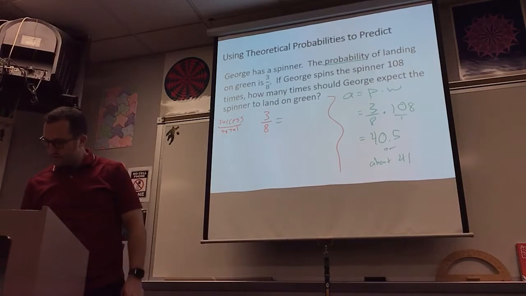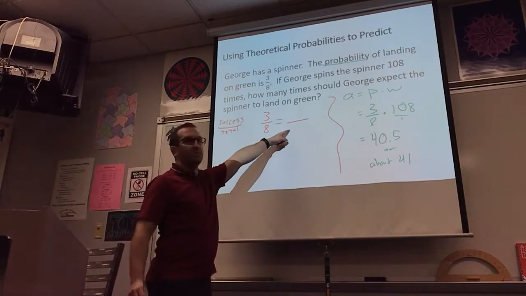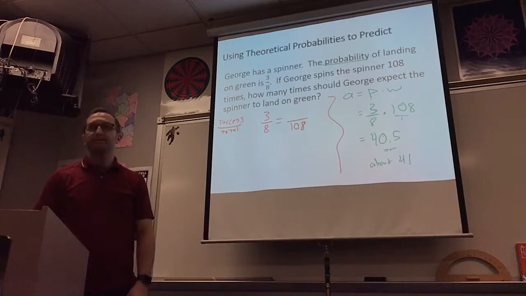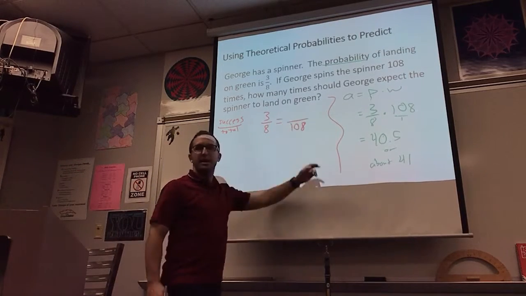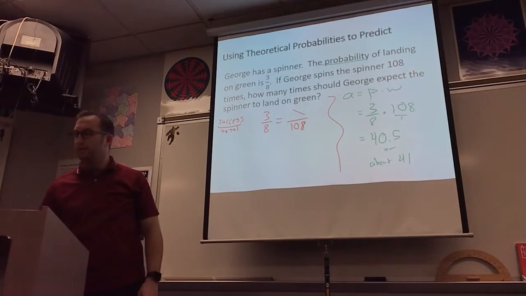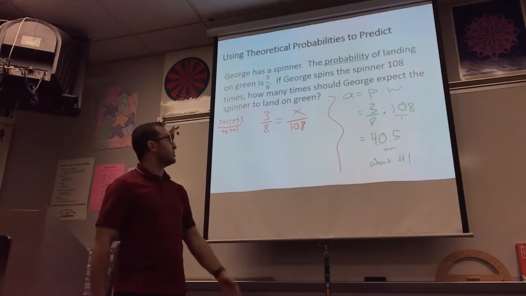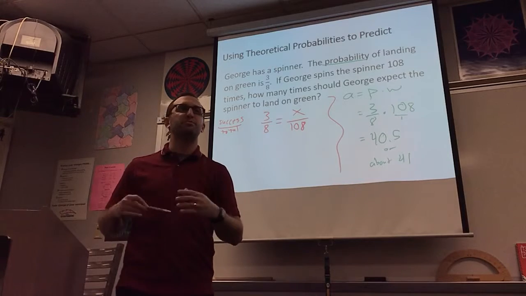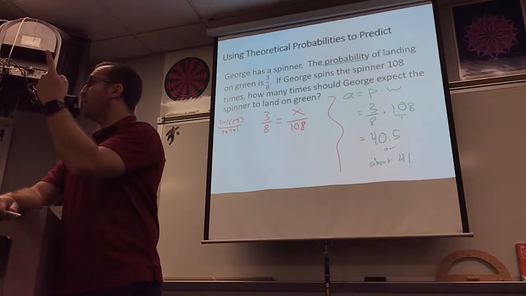Well, what's the total? 108. That's the total number of times. So how many times will it land on green? I don't know. This is the other way you can solve this problem. You can solve it using proportion. Remember when we did percents, you can solve it using the percent proportion.